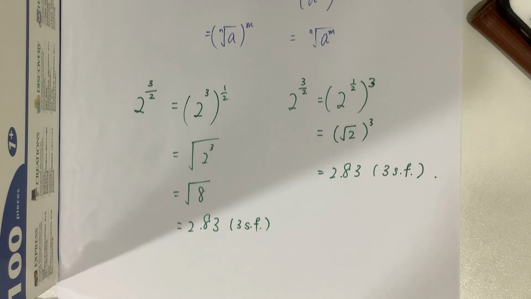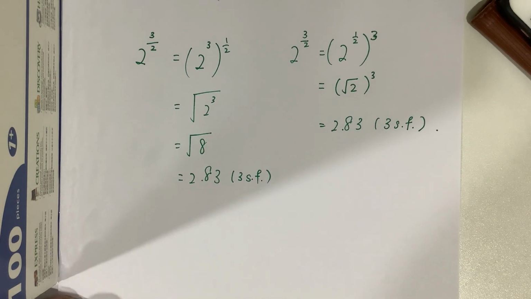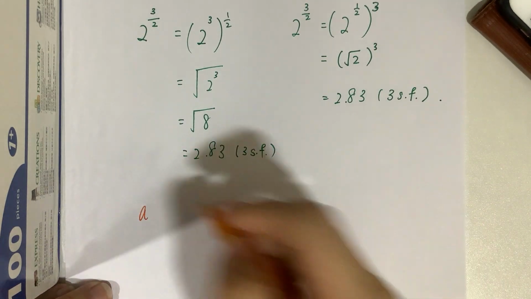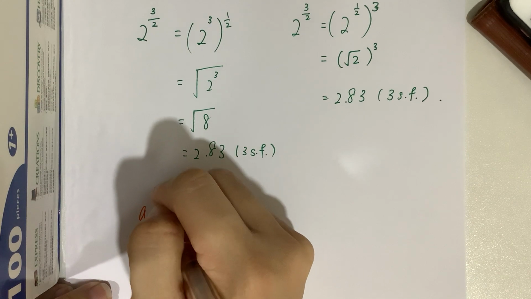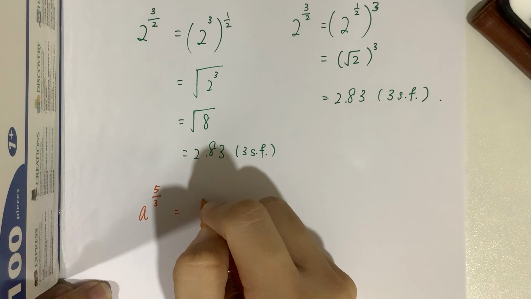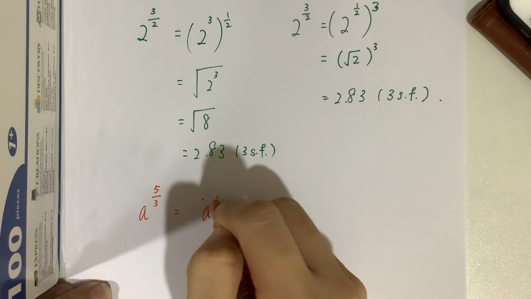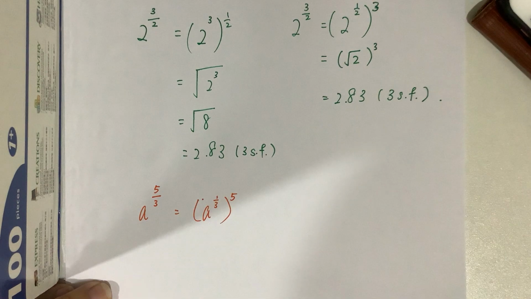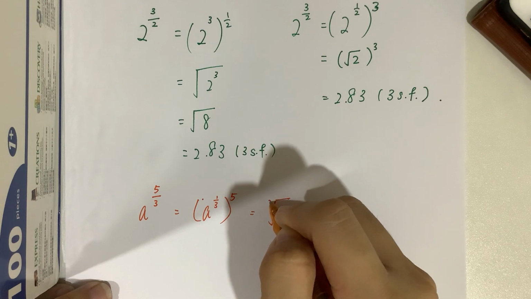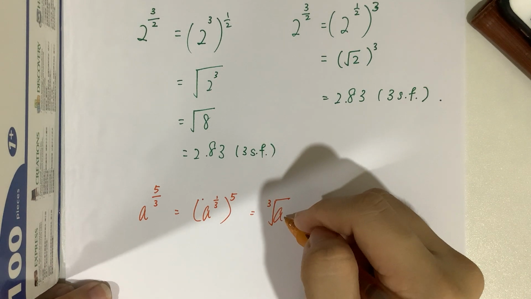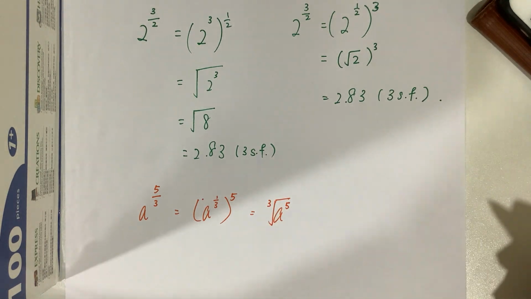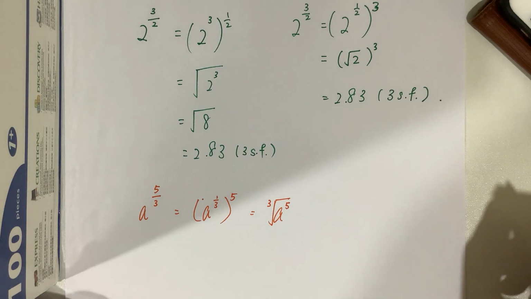So if I have algebra, a to the power of 5 over 3, then I can word it as a to the power 1/3, and then 5. So it can also be written as the cube root of a, and then to the power 5. Either you write it inside or outside, it's the same thing.